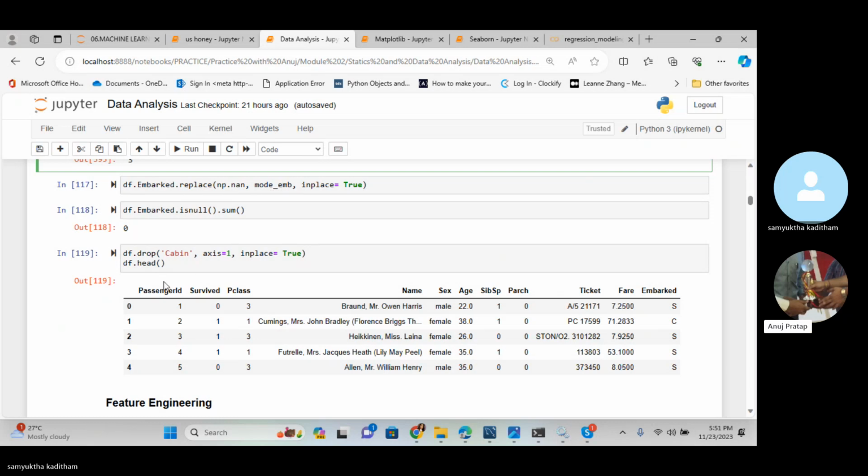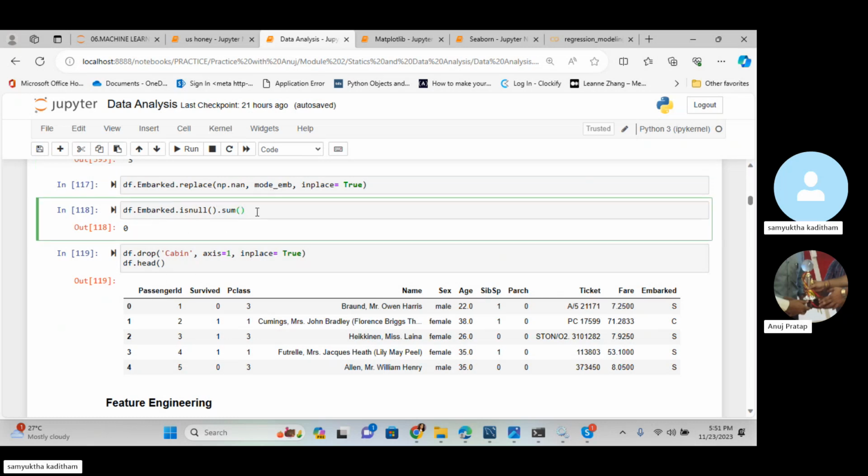After replacing, you check here again whether there are missing values or not. Yes, there are no missing values after replacing this.